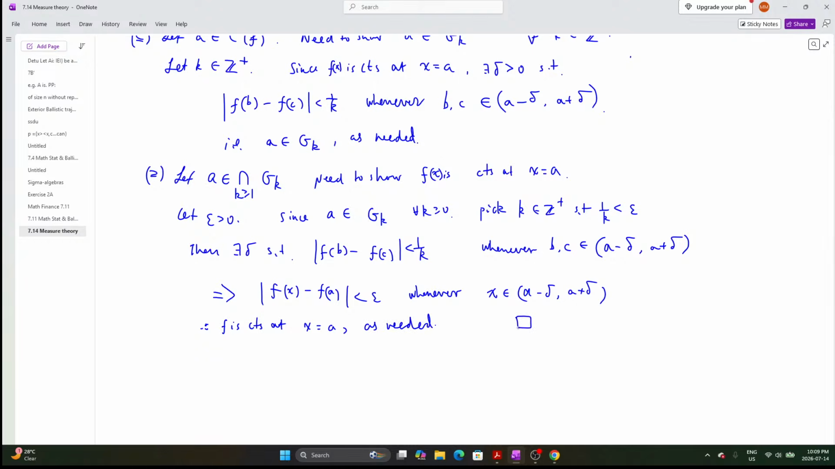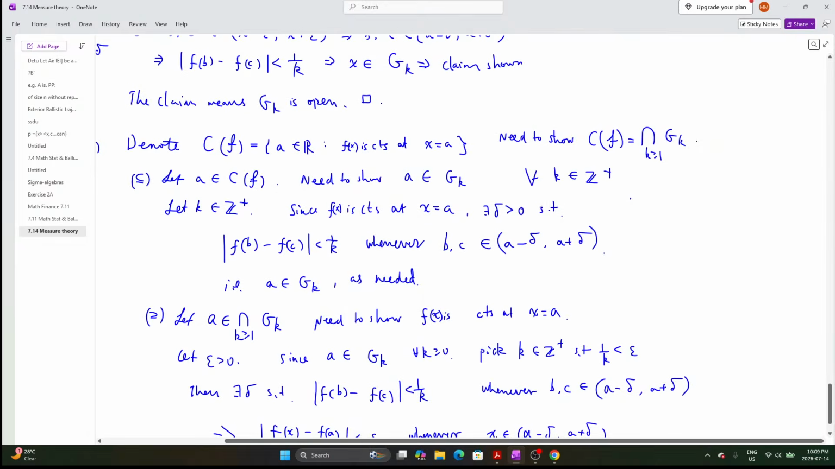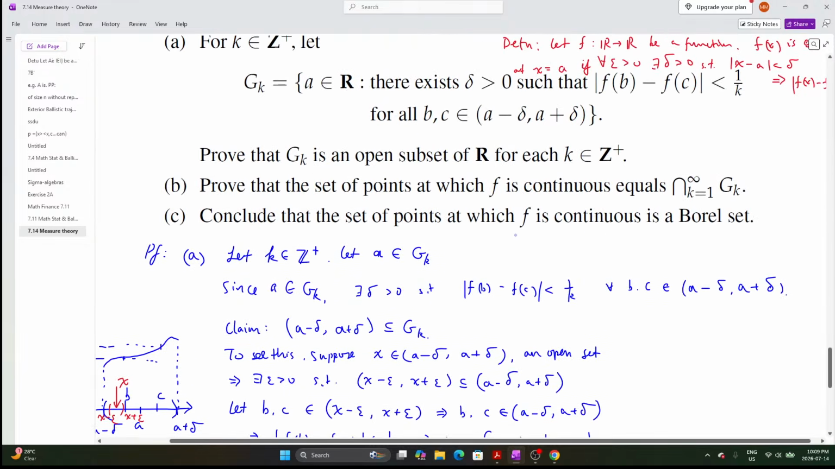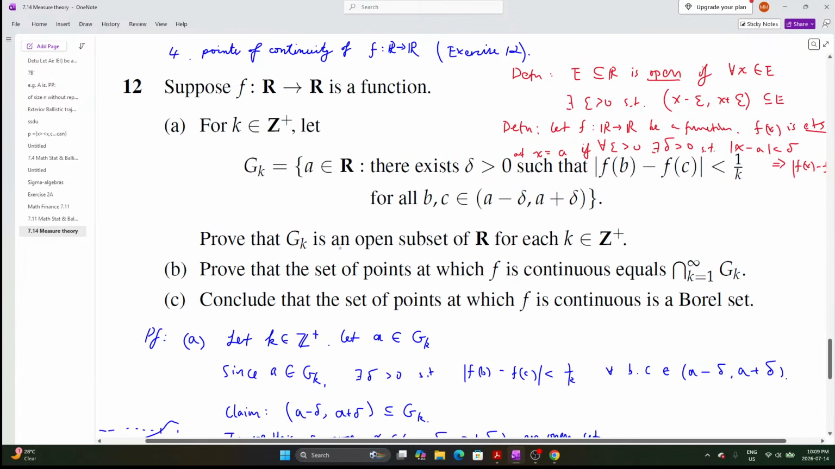Okay, so the two sides together give you equality. The two sets are equal. And so we conclude that the set of points at which f is continuous is a Borel set. That's easy, because G_k for each k is open. Therefore, G_k belongs to the Borel sets.